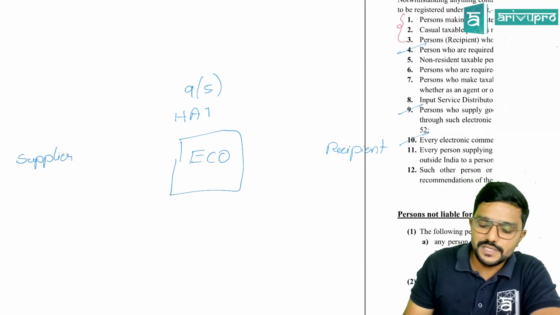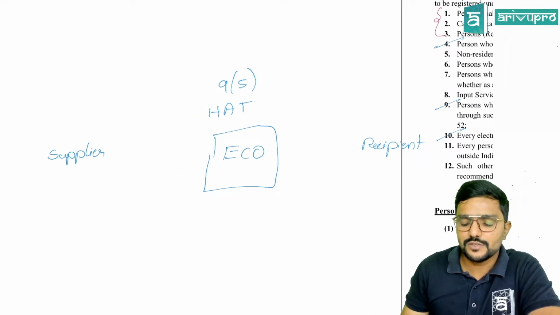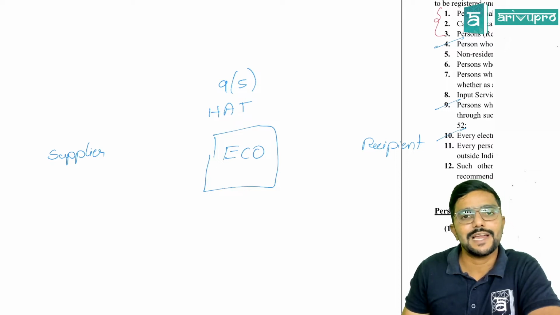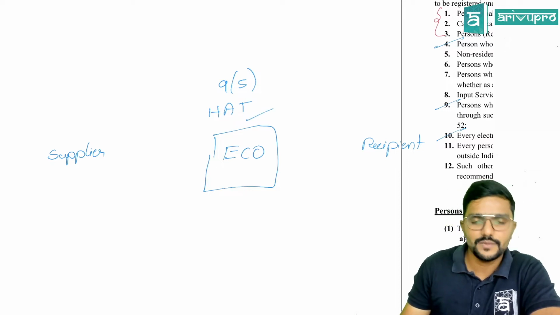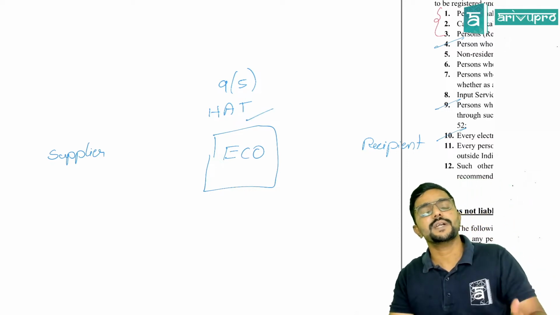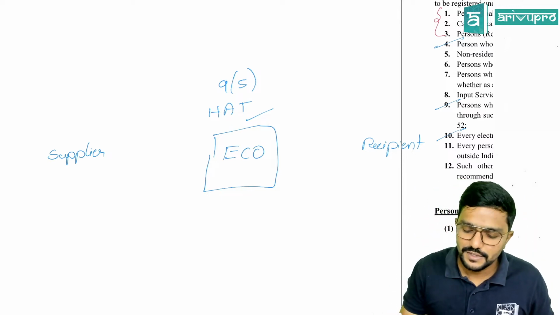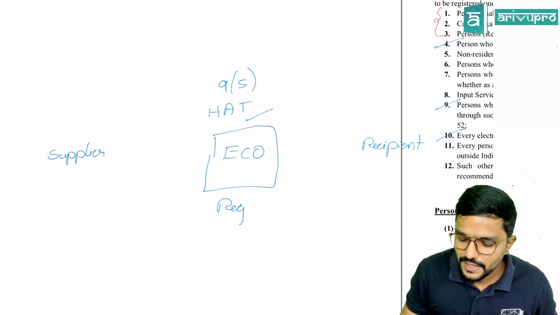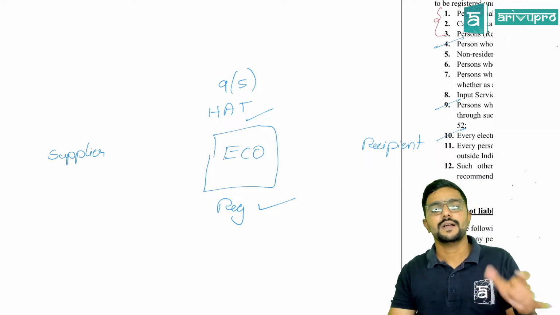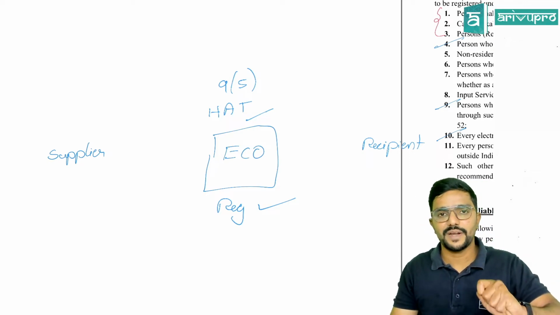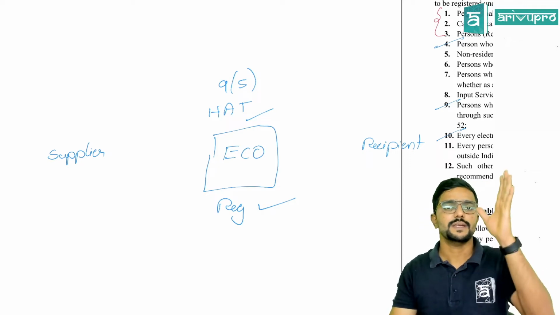Clear? So in this case, who is supposed to pay tax? Electronic commerce operator. So they're telling, okay, if the electronic commerce operator is paying tax under section 9(5), they have to get registered. And when the electronic commerce operator will pay tax under section 9(5), we know that. HAT.